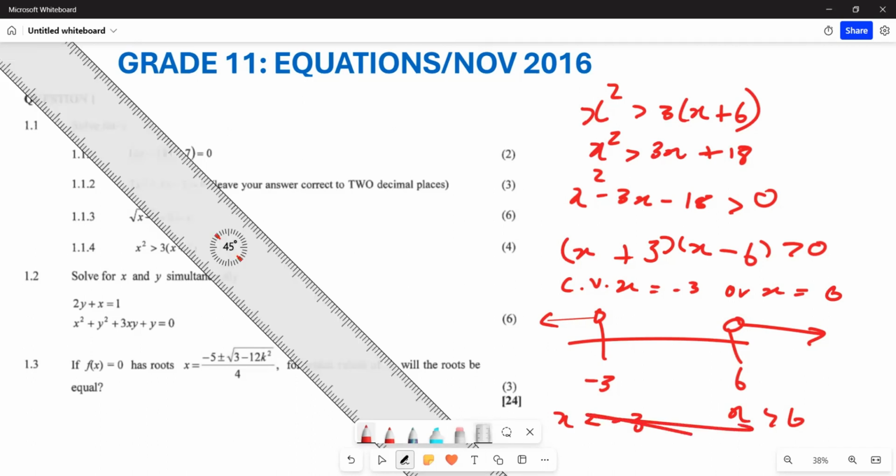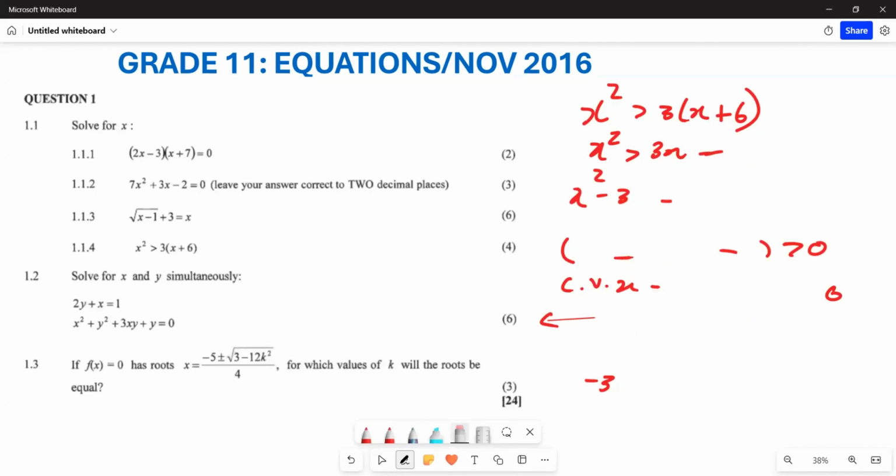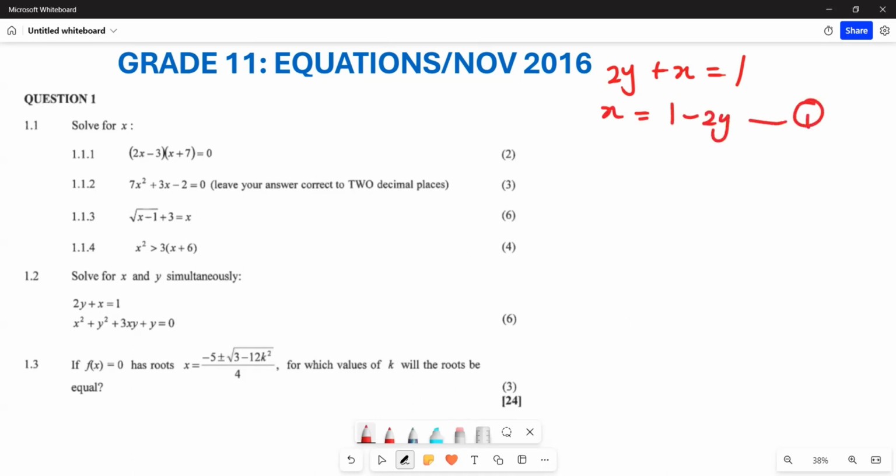Now, let's continue to our simultaneous equation. What is it that you can do to try to solve our simultaneous equation? Here, you are given 2y plus x is equal to 1. Now, make x the subject of the formula. So this is the same as x is equal to 1 subtract 2y. Then this is going to be your first equation.